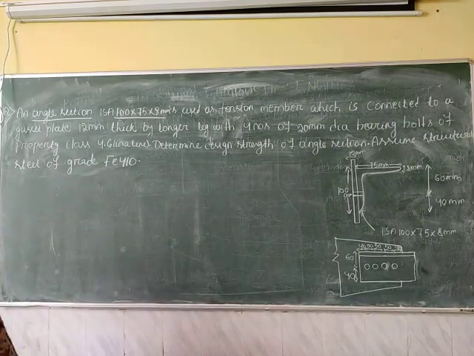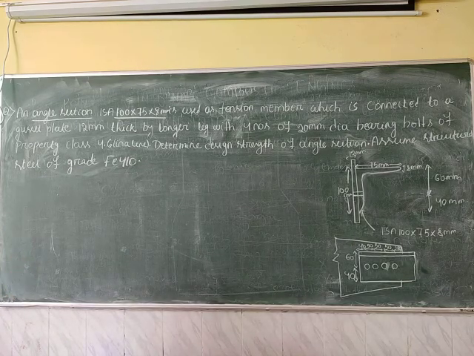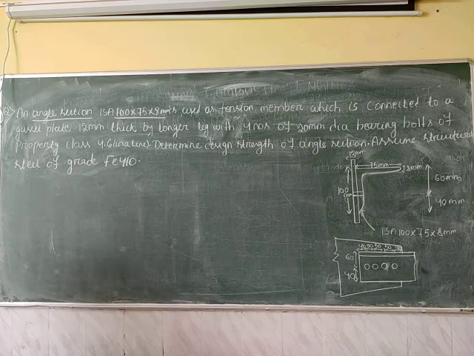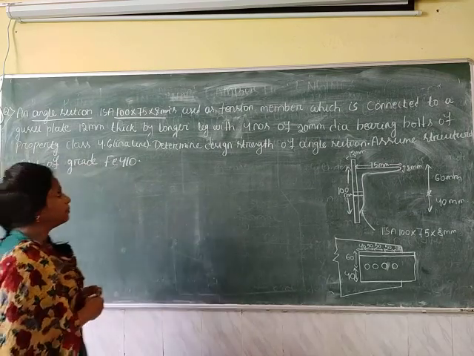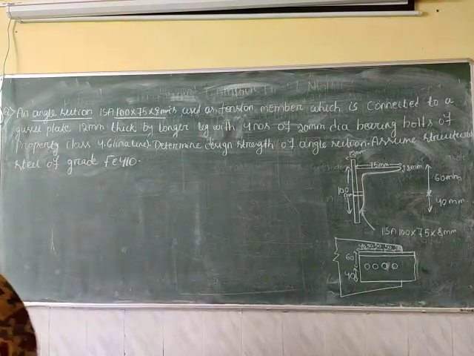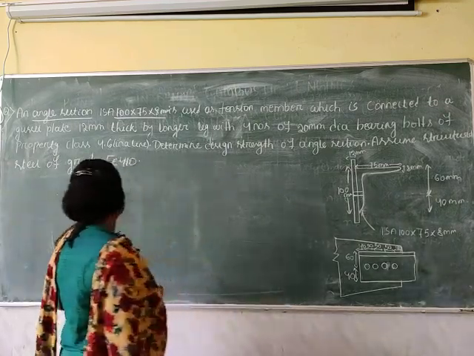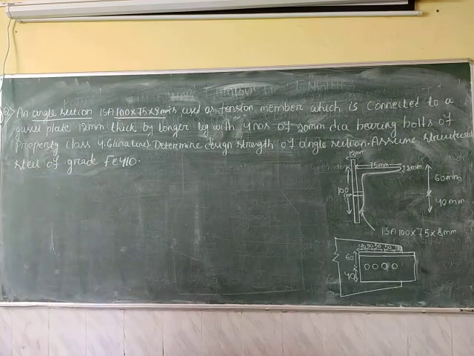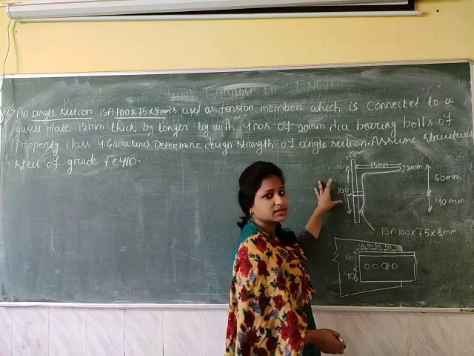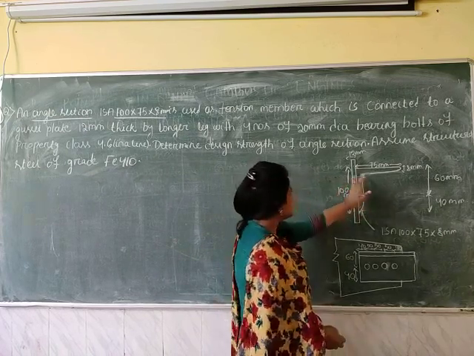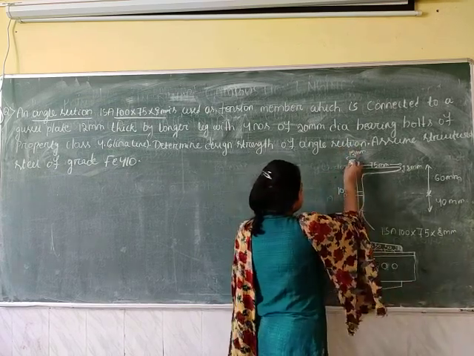So, here an angle section is used as tension member, while in the previous problem we saw that a steel plate is used as tension member. Here in this problem an angle section is used as tension member which is connected to a gusset plate 12 mm thick by longer leg. So, the 100 mm leg is the longer leg of the angle section and this is connected with the gusset plate of 12 mm thickness. Okay. So, this is the gusset plate.